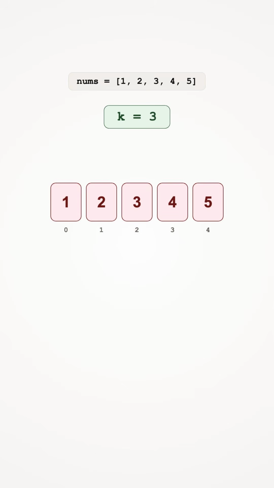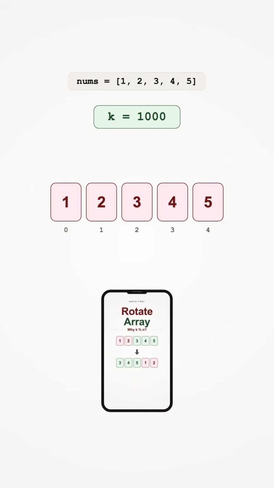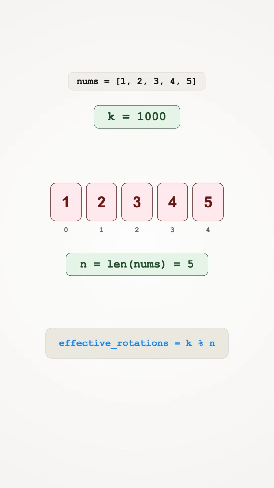And how do we solve this? What if k equals 1000? Are we really going to rotate the array to the right 1000 times? If you watched my short on array rotations, you'll know that after n rotations, the array comes back to where it started. So the number of effective rotations we actually need is k modulus n.